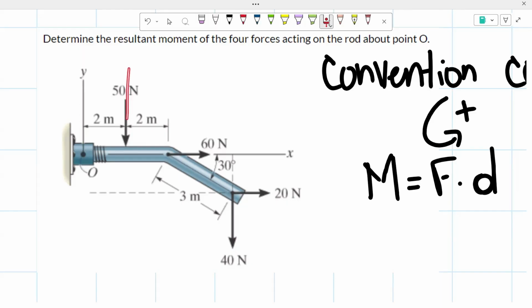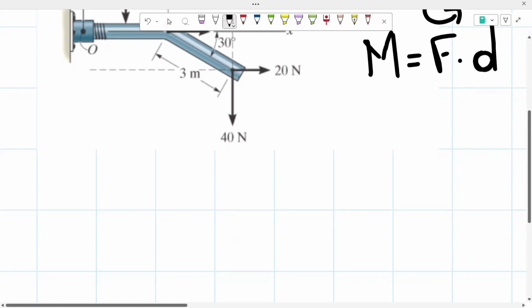So for this 50 newtons and this 40 newtons, we're going to shift that over here so they could align to that y-axis. But then for our horizontal forces, what we have to do is we have to shift them upwards or downwards, depending on where they're located, so that they could align to the x-axis. So we can now proceed to solve for the resultant moment.